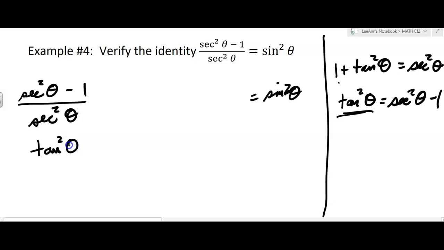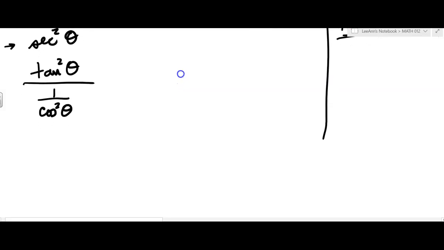So I get tangent squared theta in the numerator, and in the denominator, maybe I want to use the reciprocal identity and make it 1 over cosine squared theta. And then maybe I want to make tangent squared theta sine squared theta over cosine squared theta times the reciprocal, which would be cosine squared theta over 1. So I kind of did two things on that part.